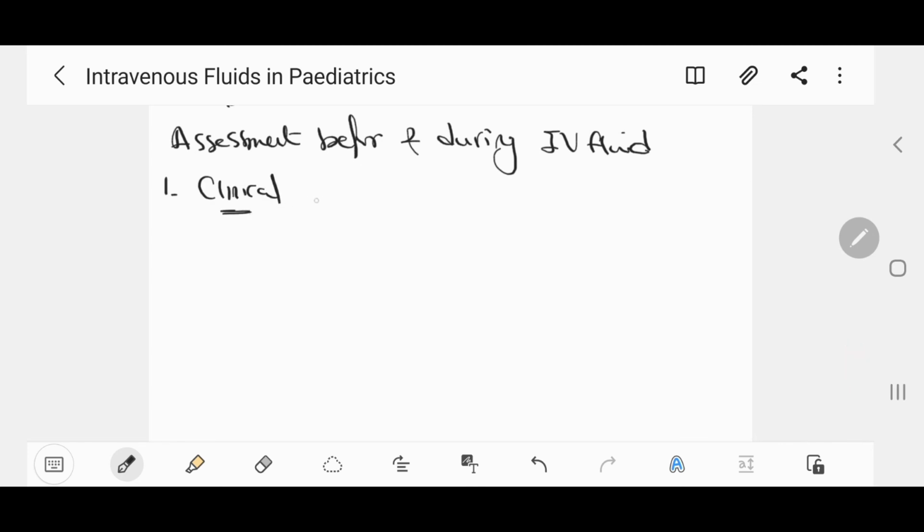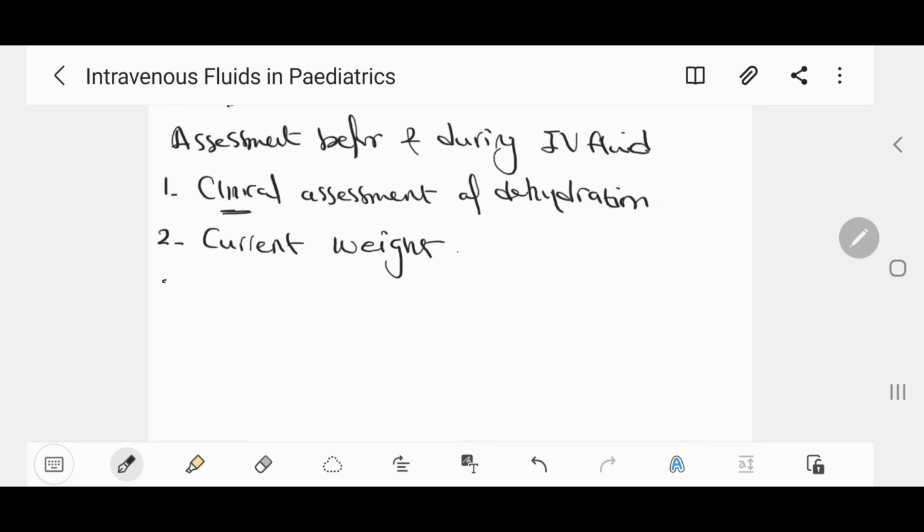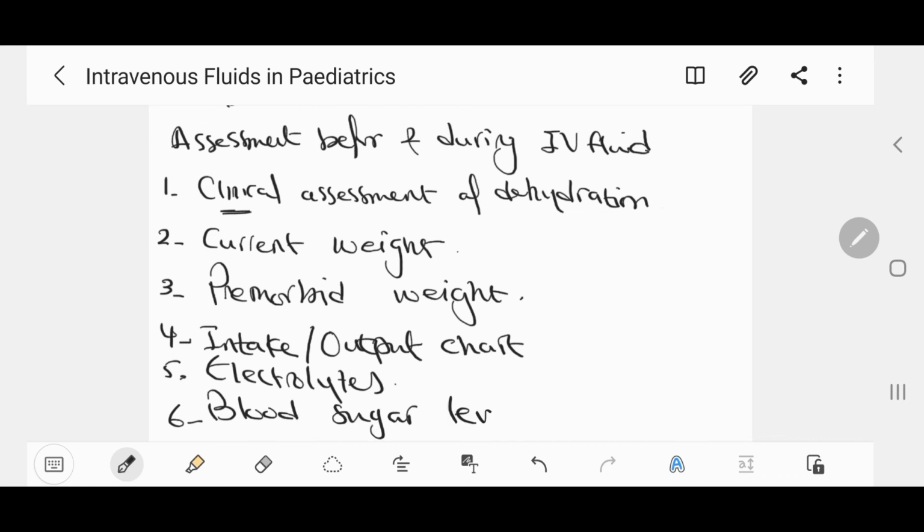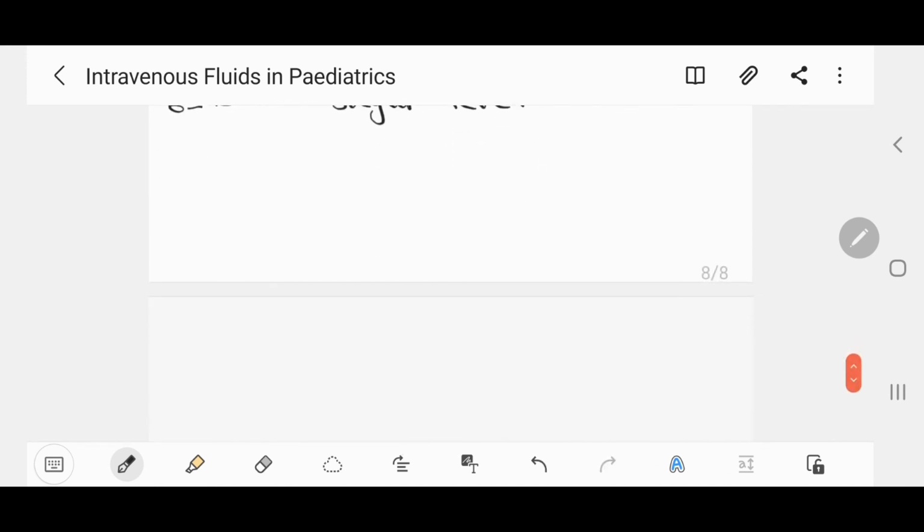The assessment includes 6 main points. They are the clinical assessment of dehydration, that's the first one. The second one is current weight. The third one is pre-morbid weight. The fourth is the intake, output chart, so we record intake and output. And electrolytes and blood sugar level. So these are the 6 most important things we should assess. Okay, so now continuing.